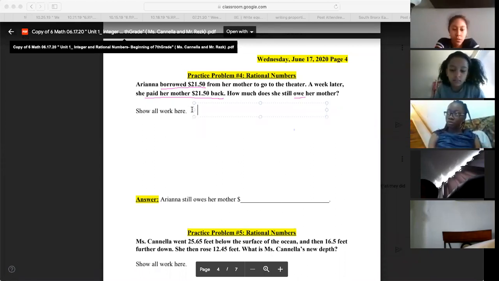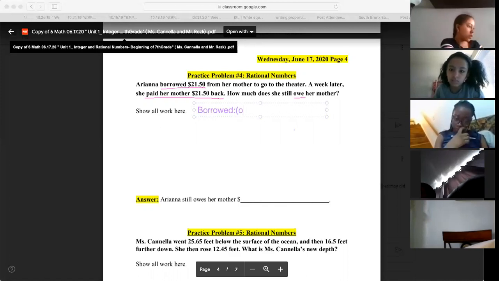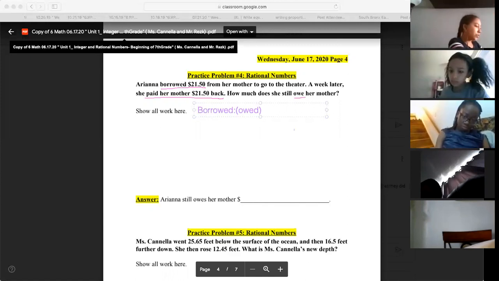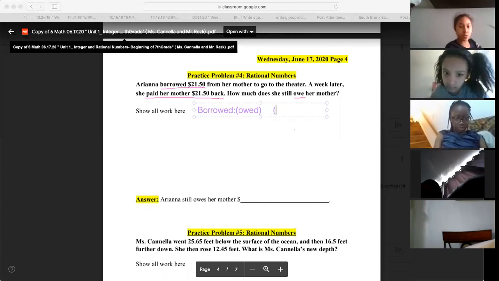When you borrow money from a family member, your mom or whoever it is, is that going to be a positive amount that you have, or is that going to be money that you have to pay back to them that you owe? Money owed. Right, so if it's money owed, it's what kind of integer? Negative. Right, so this is actually going to be represented as a negative $21.50, right, Jazz? Yes. So I'm just going to put that in parentheses so you can see, negative $21.50.